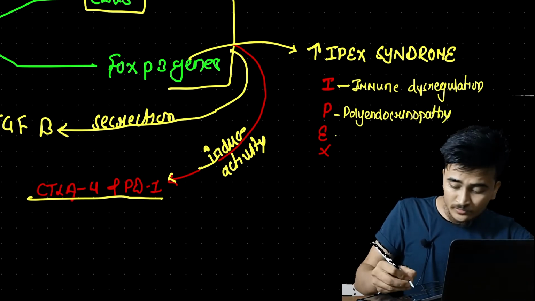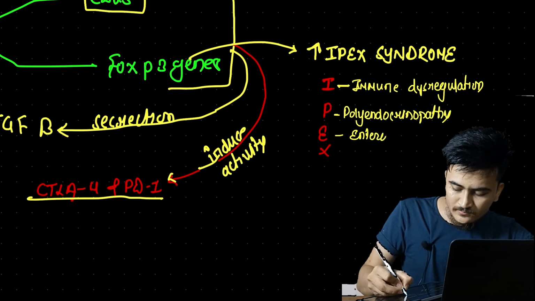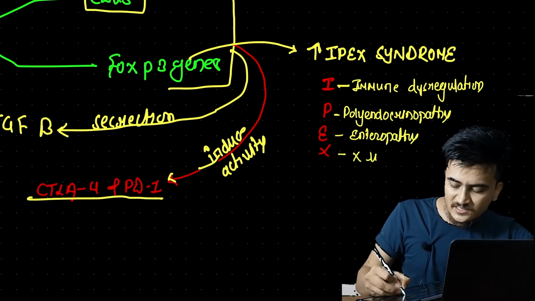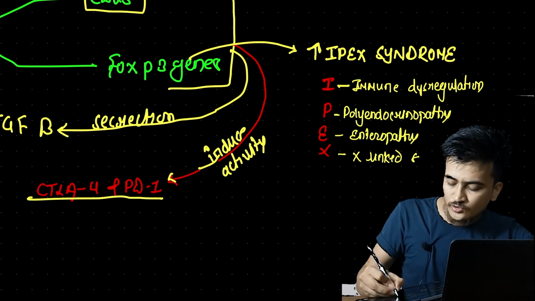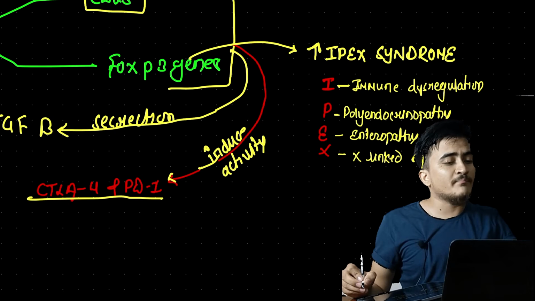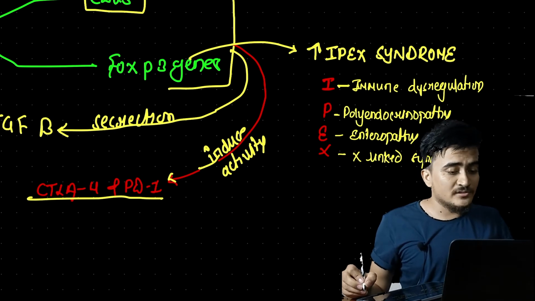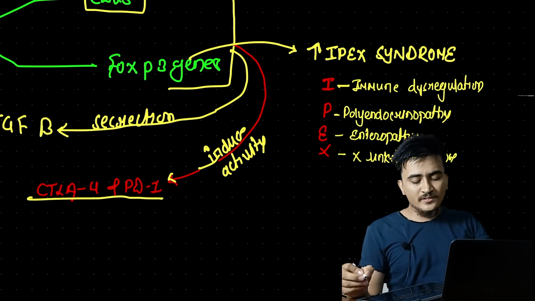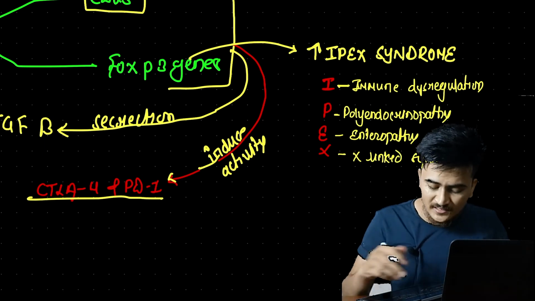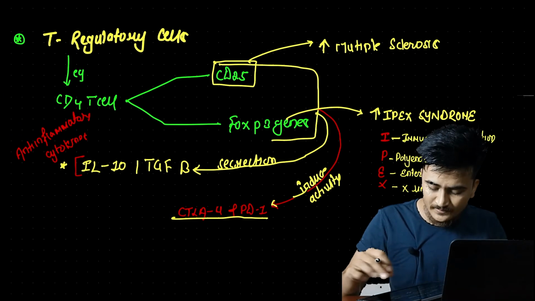And what we got from E? Enteropathy. And what is this X? It is X-linked syndrome. Okay, right now we are talking about T regulatory cells, and on the T regulatory cells we are talking about different conditions, different defects in different places, right?